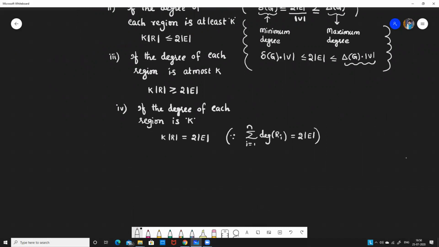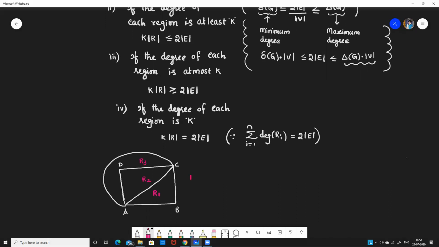I'm taking a graph with 4 vertices. Like we have A, B, C, and then D. How many regions do we have? We have 4 regions: R1, R2, R3, and the outside one. In this case, what is the minimum degree of all regions? Of course, the minimum degree of all regions is 3 only. So how many regions are we having? 4 regions are there.